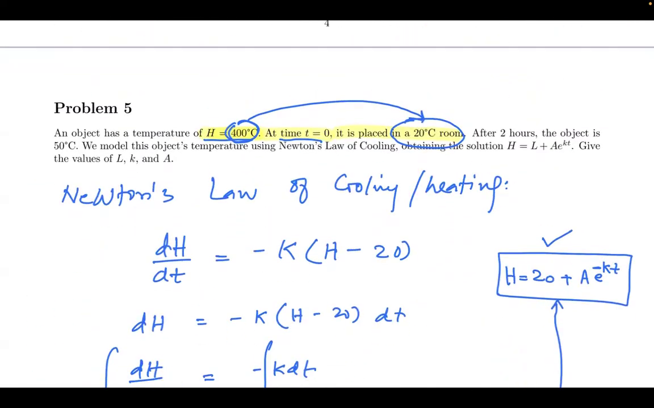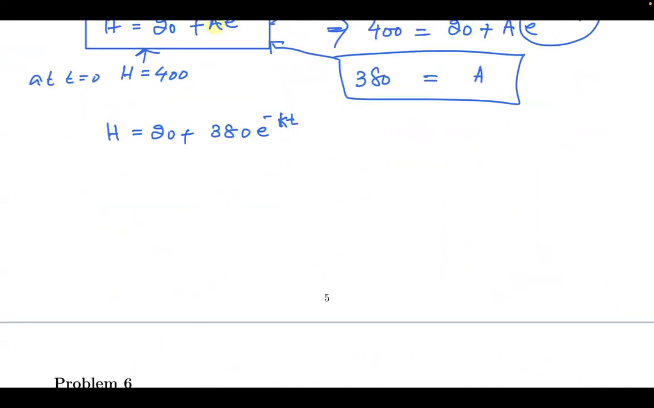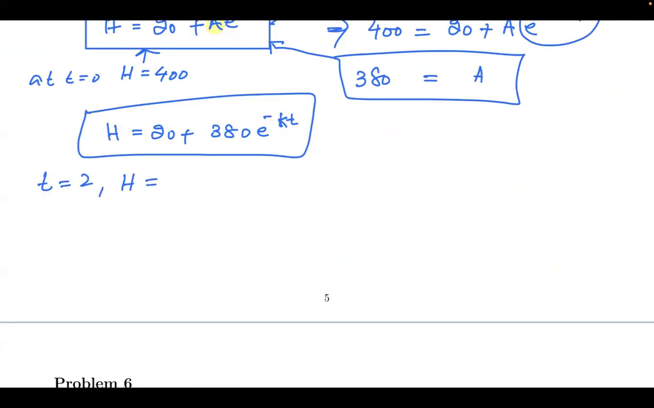and then you can read the problem. After 2 hours, the object is 50. So obviously you can say this is the new equation, but at t is equal to 2, the temperature is 50. So you can incorporate this information here. The temperature is 50 is equal to 20 plus 380 e to the negative k, time is equal to 2.